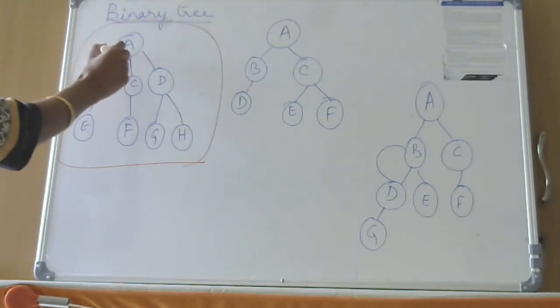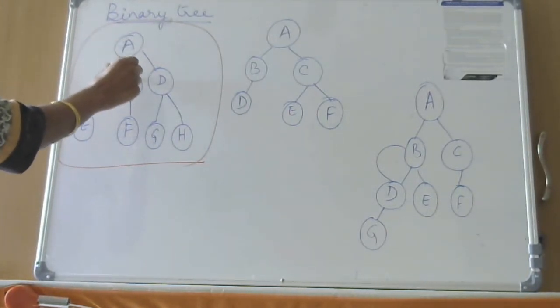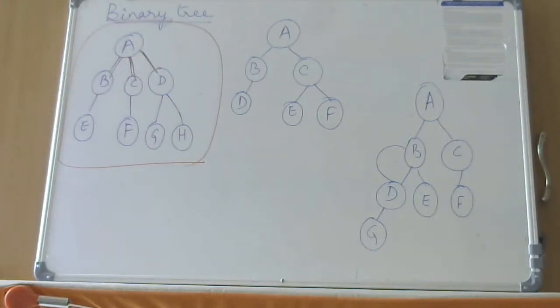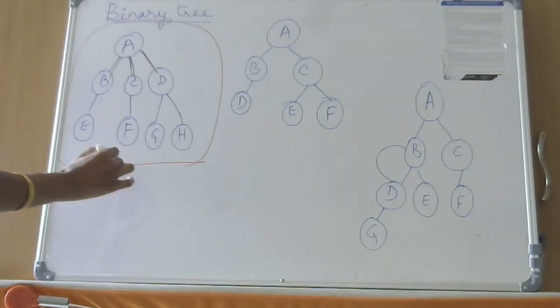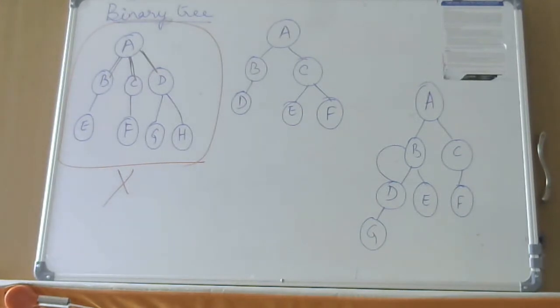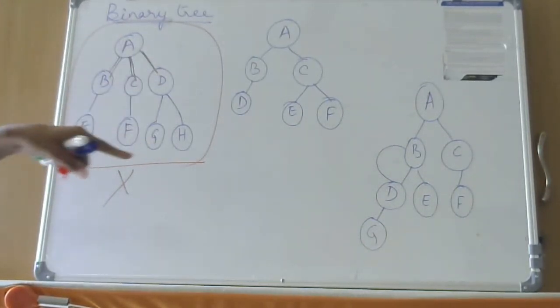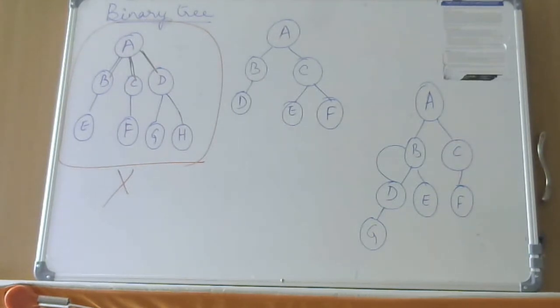What is happening here? 1 subtree, second subtree, third subtree. There are 3 subtrees for root node A. It is a tree, definitely, but it is not a binary tree. Why? Because A has 3 subtrees. It can have 0 subtrees or 1 subtree or 2 subtrees. That's all. It cannot have 3. So this is not a binary tree.